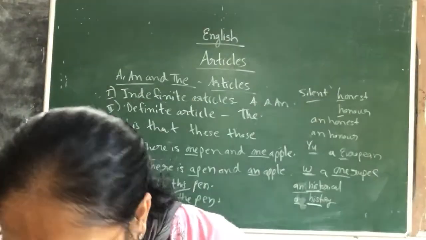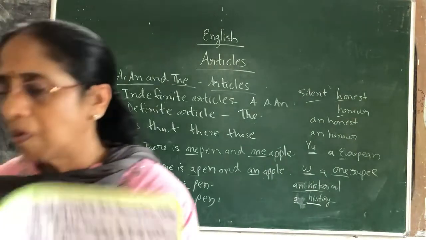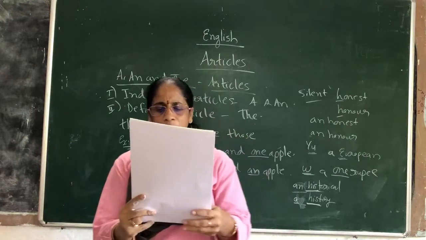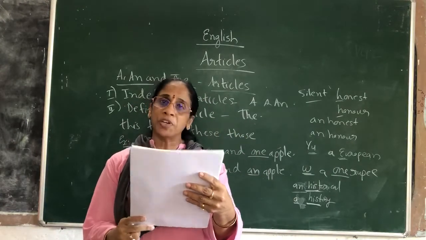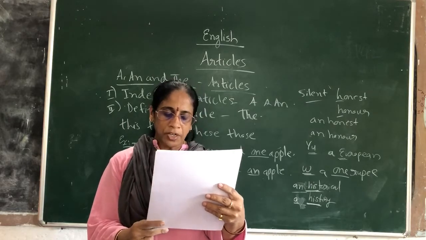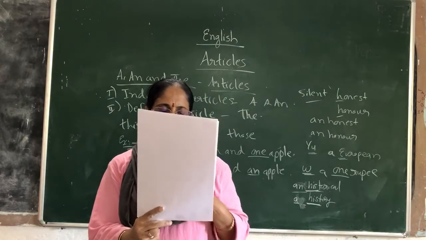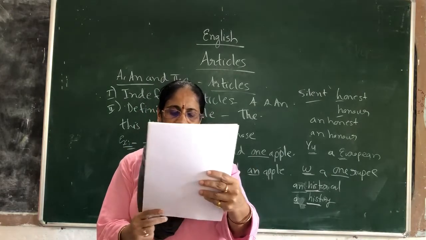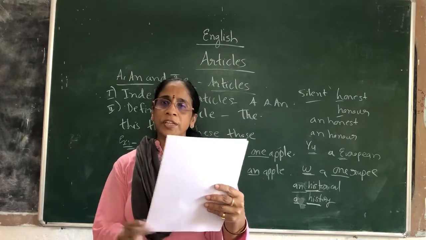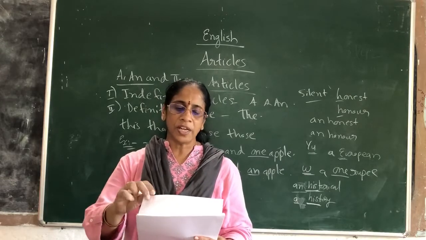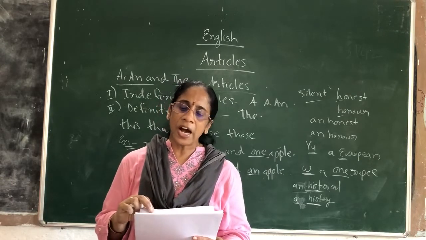Now the next one. When two or more connected nouns refer to the same person or thing, the article is ordinarily used before the first only. But when two or more connected nouns refer to different persons or things, the article is used before each. Like, "The secretary and treasurer is absent." Here the secretary and treasurer are the same person.